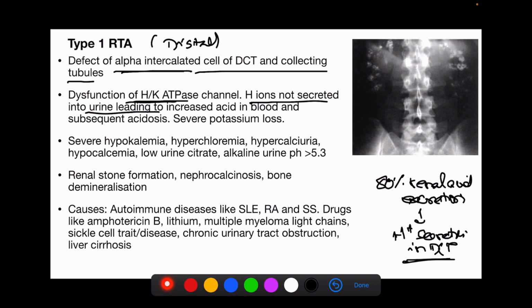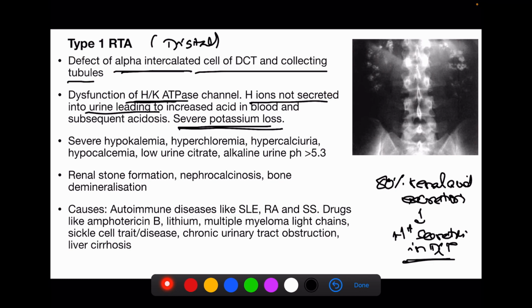As I told before, there is a tendency to always maintain electrical neutrality. A positive charge is lost, a positive charge is gained. A negative charge is lost, some other negative charge is gained. So H plus is secreted, and along with that potassium is reabsorbed. But since this mechanism is lost in type 1 RTA, H plus is not secreted and potassium is also not reabsorbed. So there tends to be a severe potassium loss.